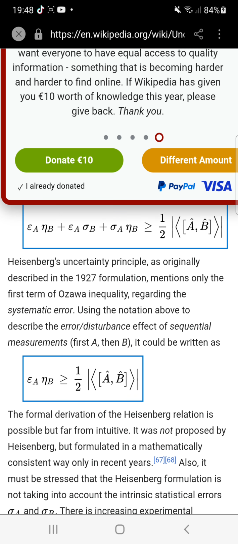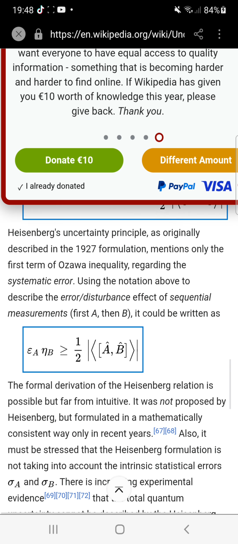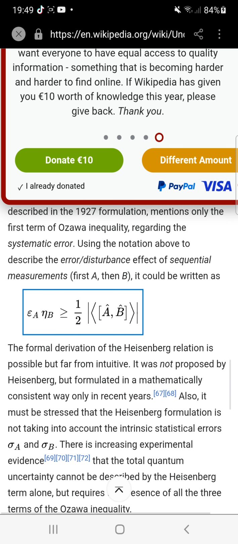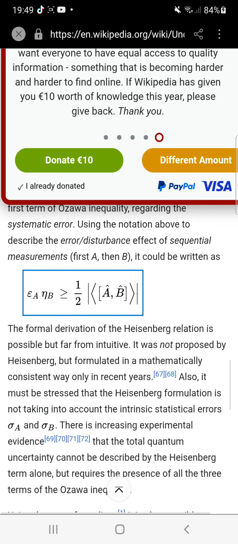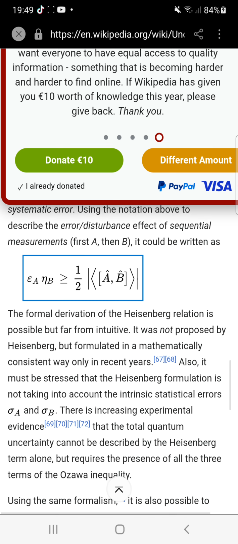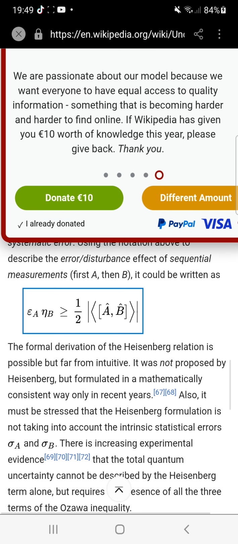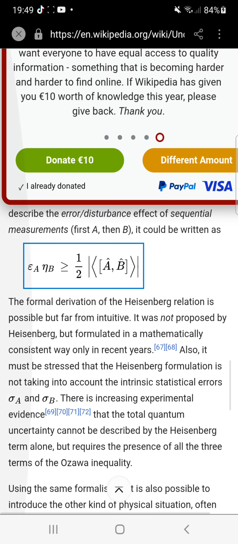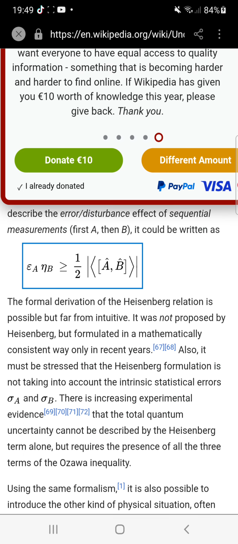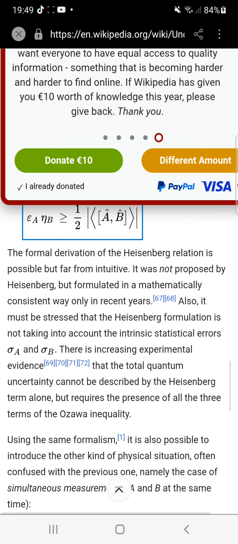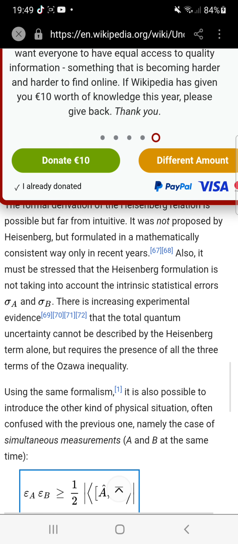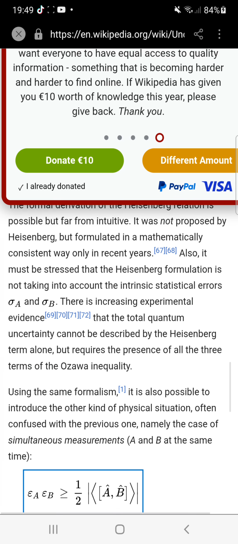Heisenberg's uncertainty principle, as originally described in the 1927 formulation, mentions only the first term of Ozawa's inequality regarding the systematic error, using the notation above to describe the error-disturbance effect of sequential measurement, first A then B. It could be written as epsilon A eta B greater or equal half the absolute value of the expectation of the commutator of A and B. The formal derivation of the Heisenberg relation is possible, but far from intuitive. It was not proposed by Heisenberg, but formulated in a mathematically consistent way only recently.